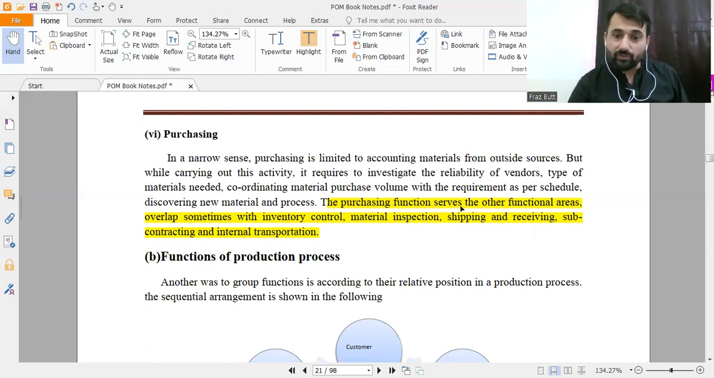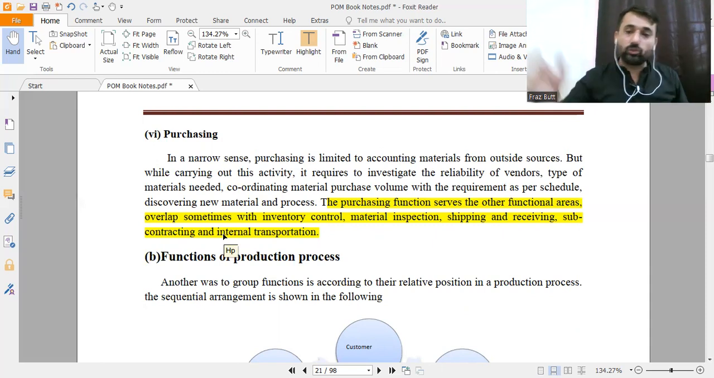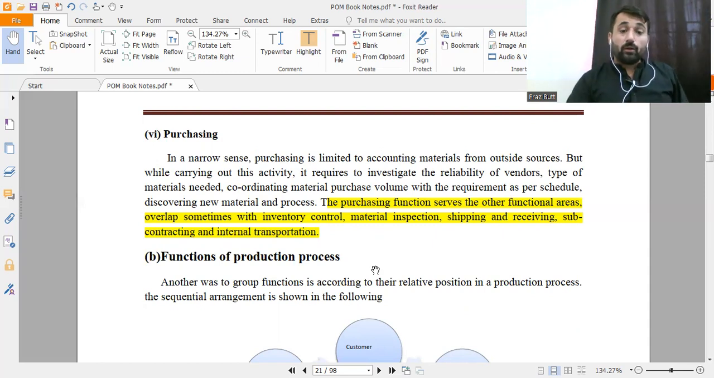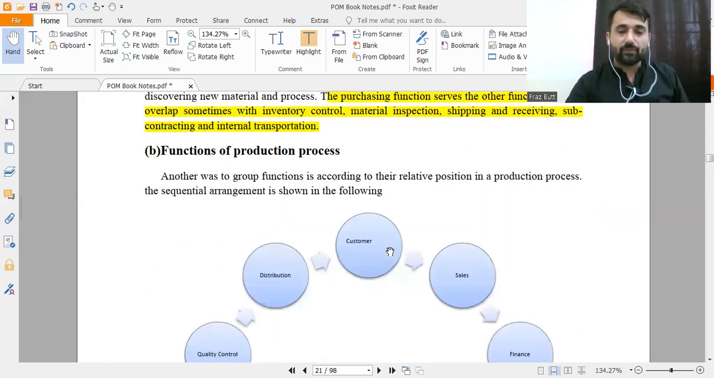The purchasing function serves the other functional areas as well, and it sometimes overlaps with inventory control, sometimes with material inspection, shipping and receiving. That means you have to ship to somewhere else, or you have to receive the material from the suppliers, etc. Subcontracting and internal transportation: sometimes you make small contractors who just distribute your product. So those are basically the subcontractors. So these are the functions. There are also various other functions of the production process.